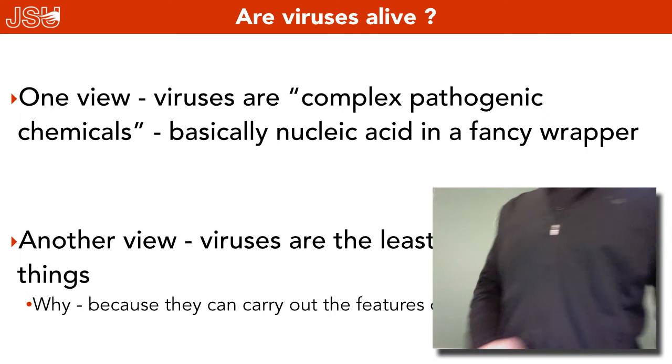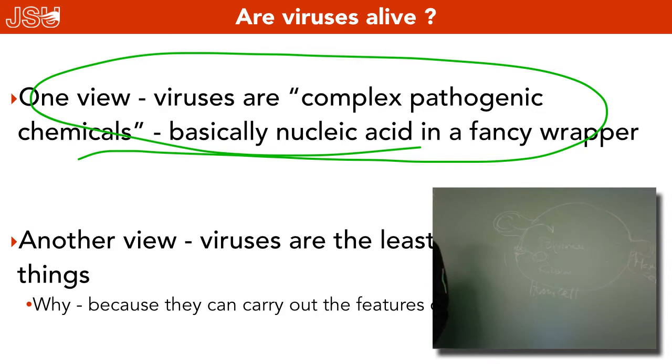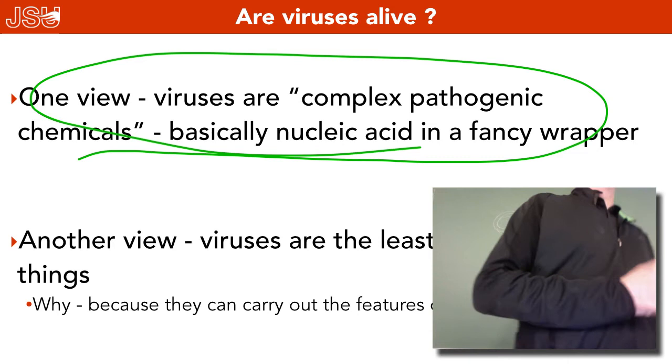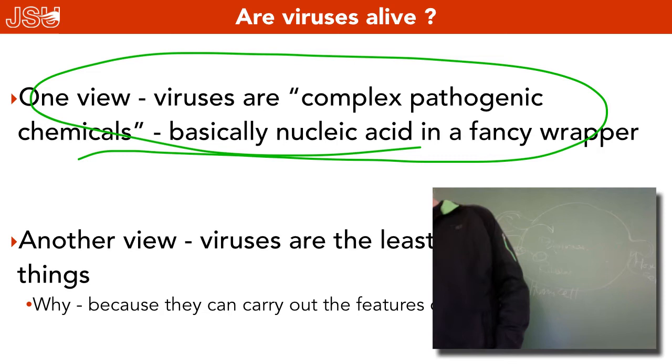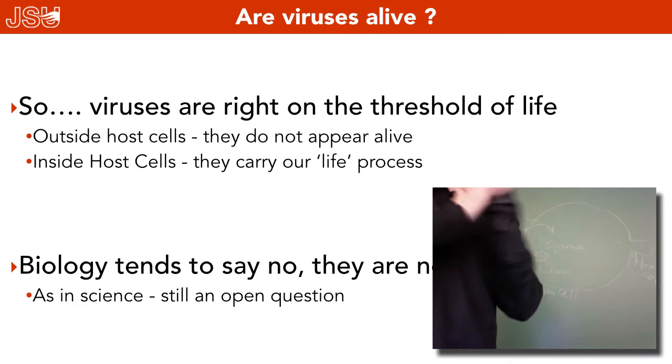All right, so one view is that it's just a complex pathogenic chemical particle, basically just nucleic acid in a fancy wrapper. Another view is that viruses are the least complicated form of life. Currently, what's accepted by biology in general is that one right there. But there are some that argue for this position right here, but I'm not going to come down either way on it. All right, but biology in general says they're not alive. Some people think that they are right on the threshold of life. Are we good to go on that? Virus is not alive. They have some qualities of life, but we typically think that they're not alive.